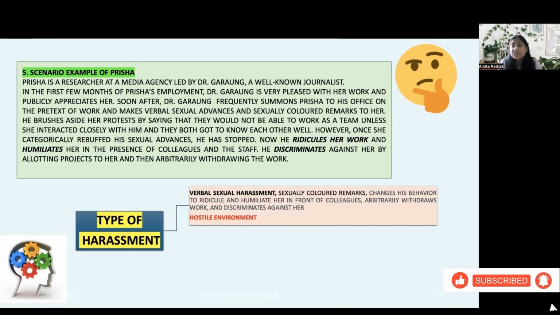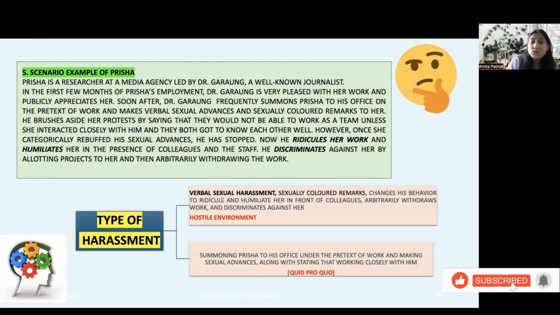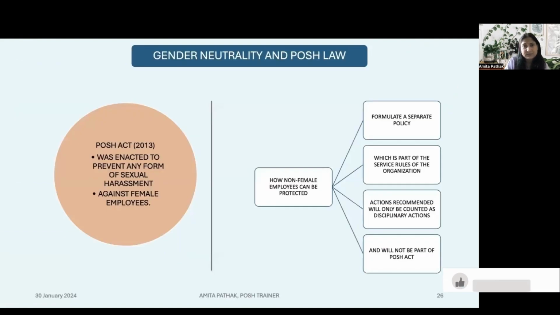Sexually colored remarks, then he changes his behavior to ridicule and humiliate her in front of colleagues, arbitrarily withdraws work and discriminates against her. Hostile environment as well as quid pro quo type of harassment, because he was summoning Parisha to his office under the pretext of work and making sexual advances along with stating that working closely with him. So this is a type of quid pro quo and hostile environment.